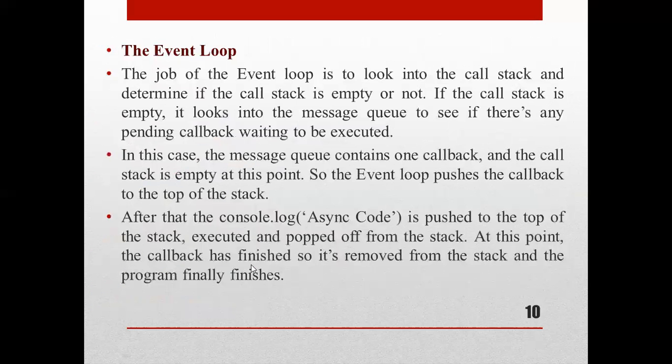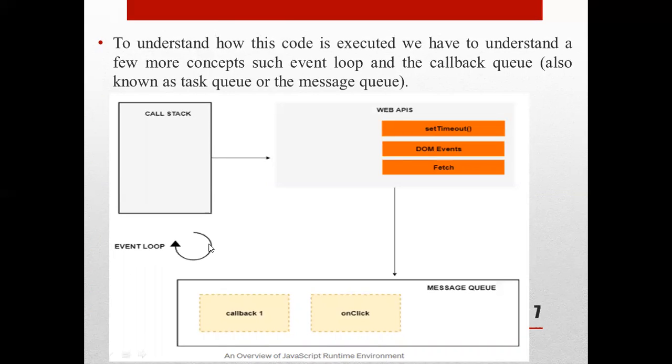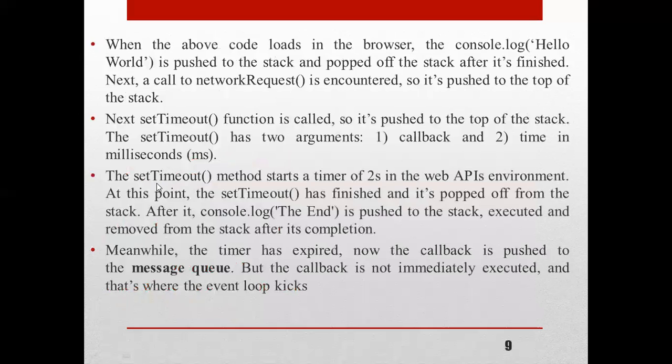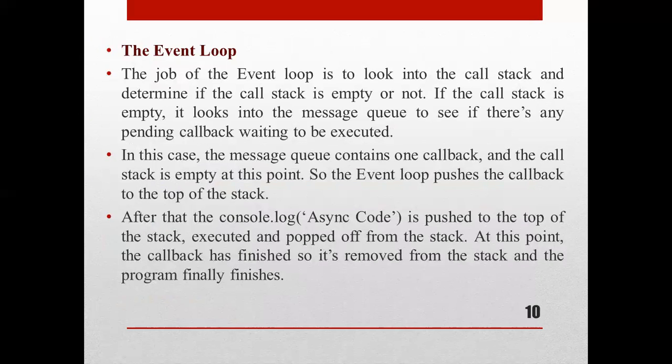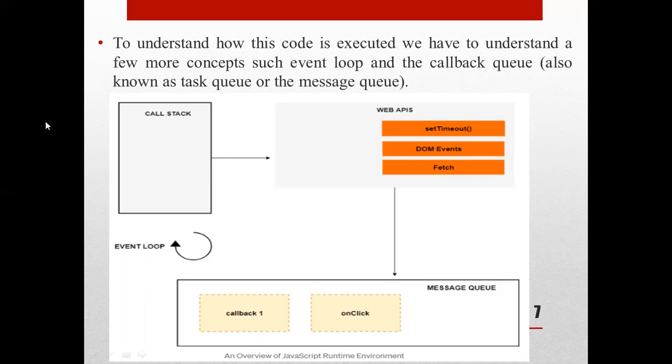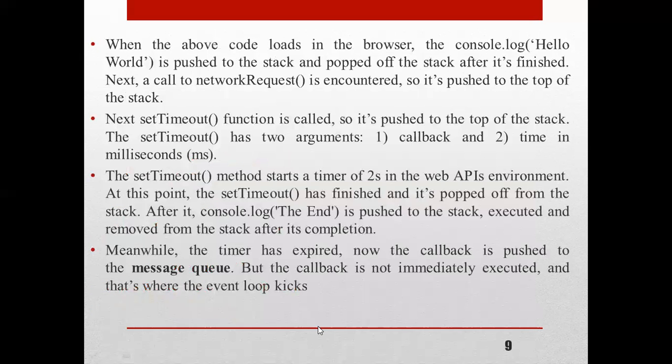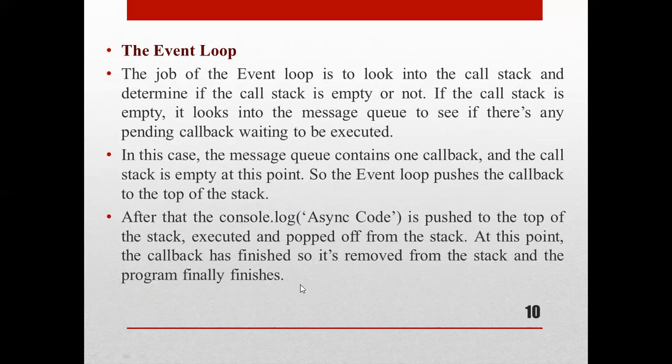So what is the event loop? The job of the event loop is to look into the call stack and determine whether the call stack is empty or not. If the call stack is empty, it looks into the message queue to see if there is any pending callback waiting to be executed. If it sees that the call stack is empty, it will look into the message queue to check whether any callback is present. If it is there, it will execute the callback here.